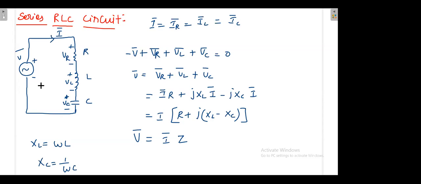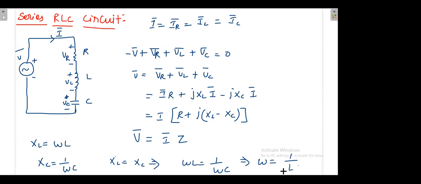At a certain frequency, your circuit may be inductive. At some other frequency, the circuit may be capacitive. And in between, at a specific frequency only, you will get XL equal to XC. Because when XL is equal to XC, what will happen? Omega L is equal to 1 by omega C. That means omega is equal to 1 by root LC.